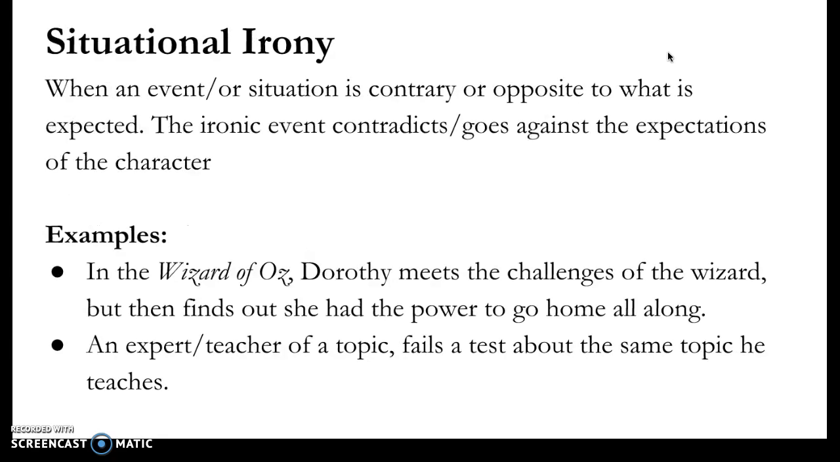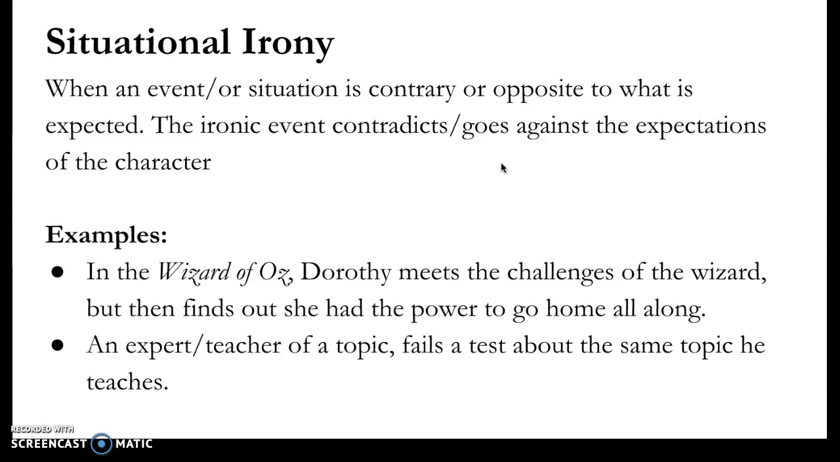All right, so moving on, situational irony. This one can be a little bit tricky, but I want you to be thinking about some different examples as we talk about it. So I have 2 for you that we'll talk about. So when an event or situation is contrary or opposite to what is expected, the ironic event contradicts or goes against the expectations of the character. So there's some situational irony. So basically, when what you completely expect to happen doesn't happen, or the opposite of what you expect to happen happens, we have some situational irony.